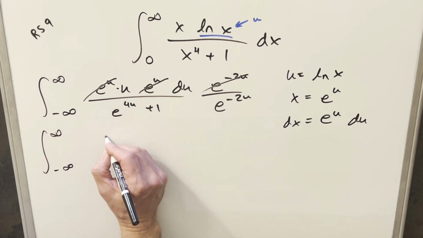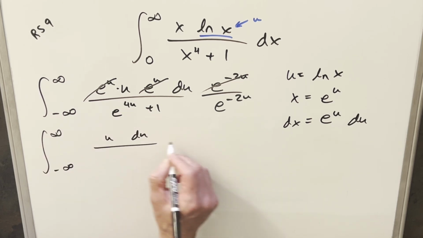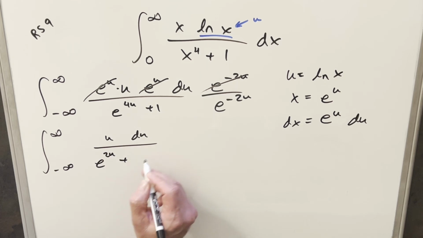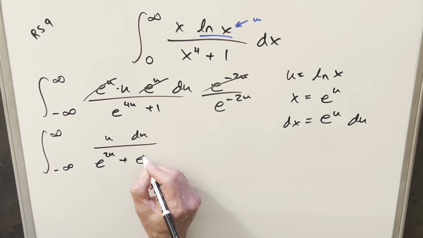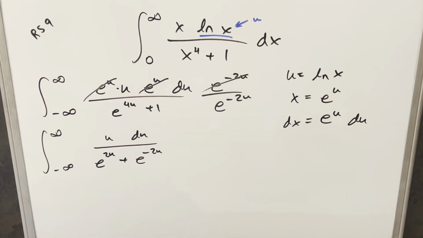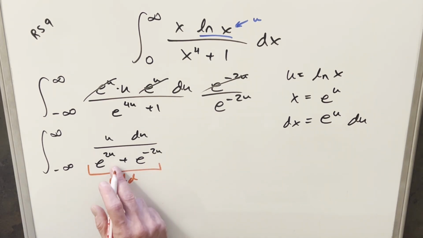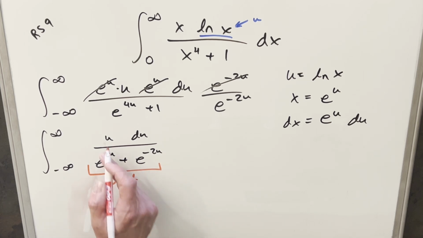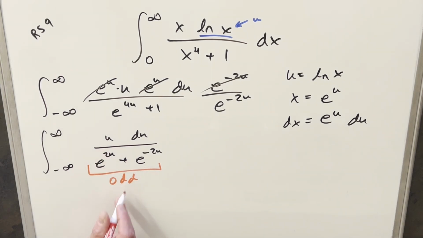So then the numerator is just going to become u du. e to the minus 2u times e to the 4u is going to be e to the 2u, plus e to the minus 2u times 1 gives me e to the minus 2u here. And then this is kind of interesting because what we have here is actually an odd function. Just notice the denominator is like 2 cosh 2u, or however you want to do it. This denominator is even, and the numerator is going to be odd, so this whole thing is odd.